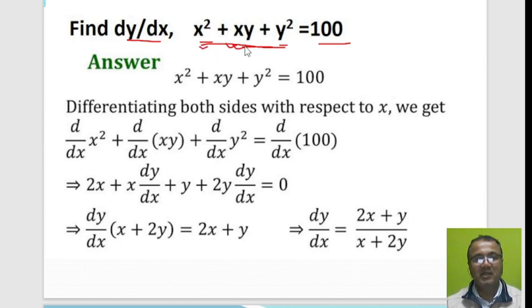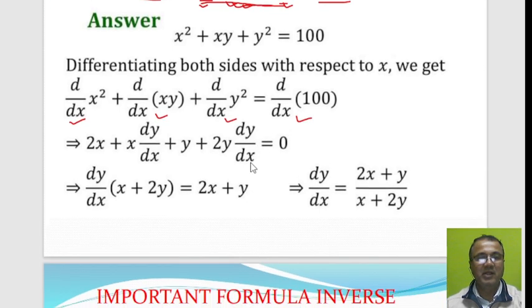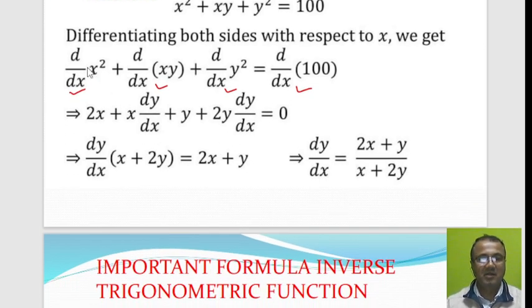So each term को हम लोग क्या करेंगे, derivative करना है. Differentiating both sides with respect to x. Each term we are differentiating with respect to x only. Okay. Now you have to find the differentiate, what it will be. So now first of all you have to differentiate x square. What is the derivative of x square is 2x. And what is the derivative of x into y?